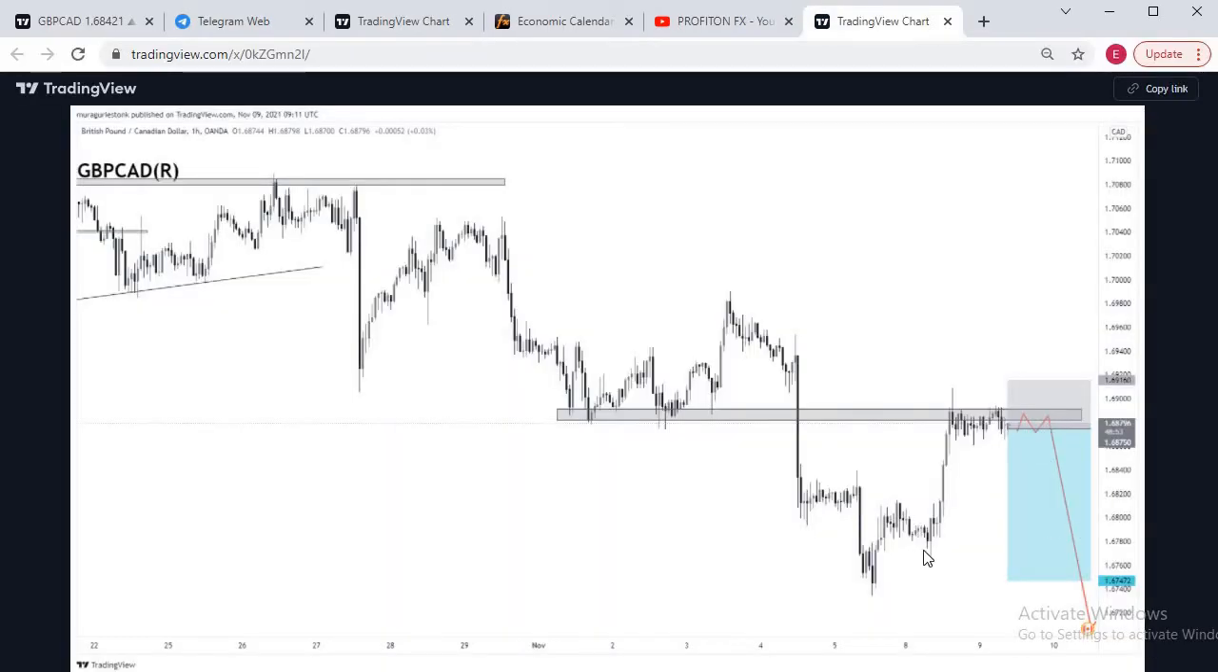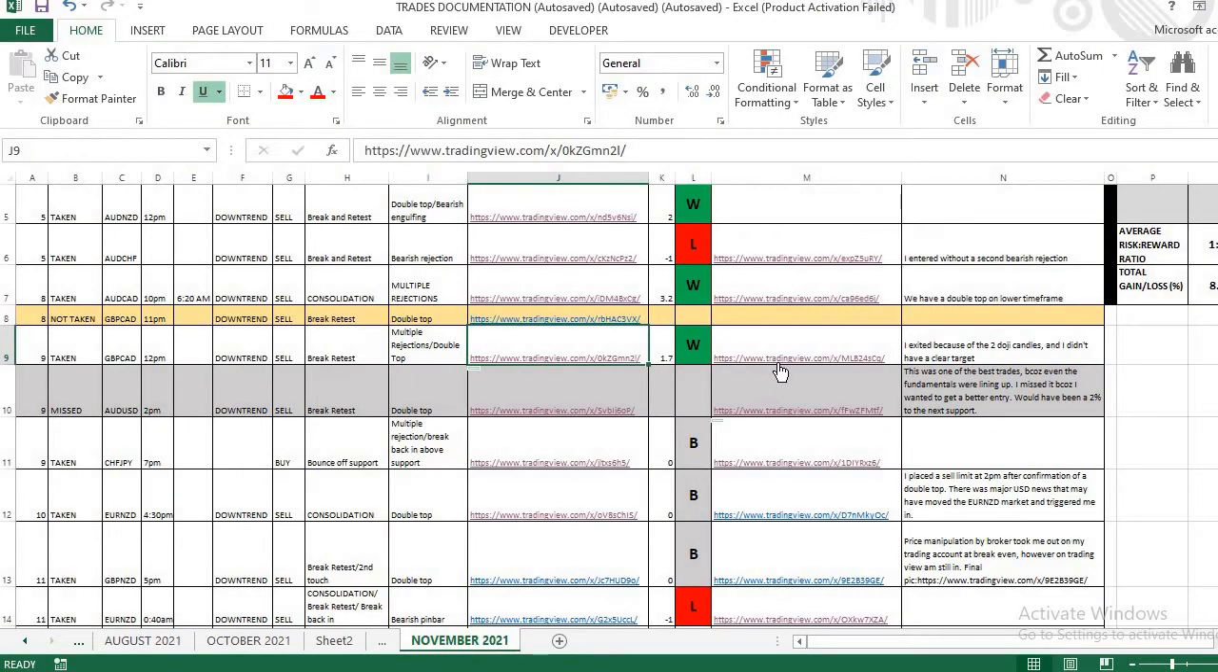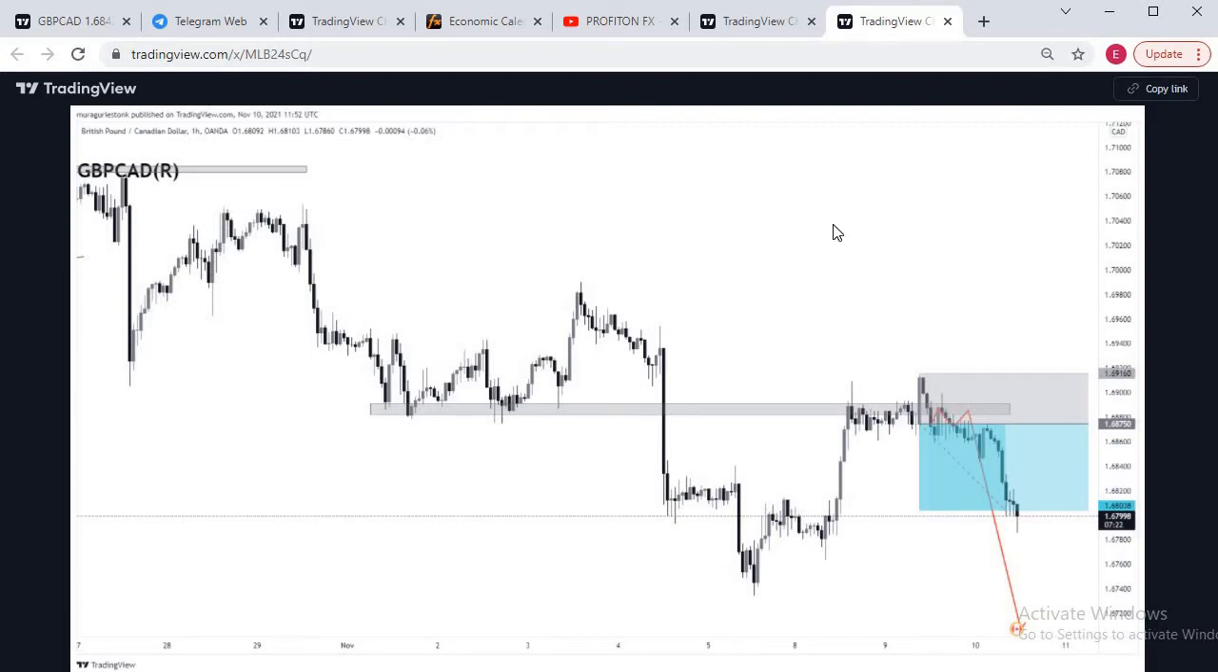So this was my entry. Then this was my exit. Now, you see at this point here, price really came close. We're probably looking at less than 3 pips to my stop loss. However, we saw price shift direction, and we were able to make profit on this trade.